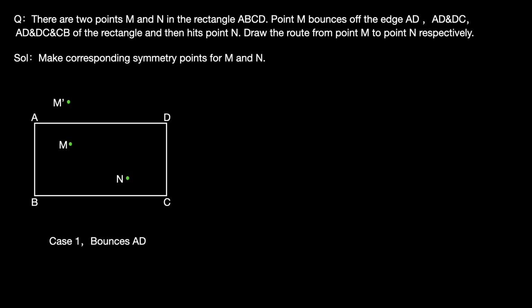Assuming that this rectangle does not exist, the light starting from point M prime will also propagate along a straight line and directly reach point N. Therefore, by connecting point N and point M prime and intersecting AD at point U, we get the position of the reflection point. By connecting point M and point U, we get the path from M to N after bouncing off the edge AD.